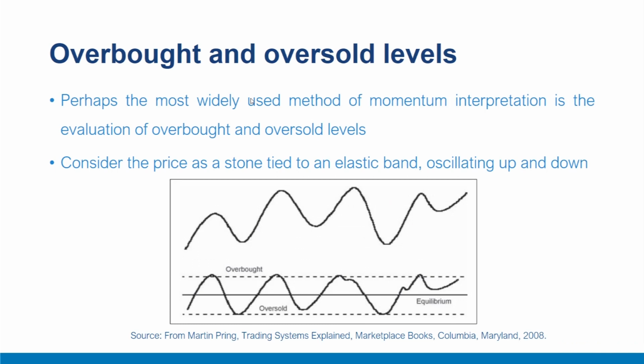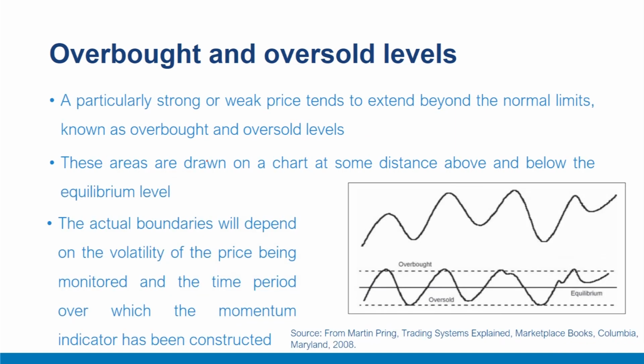Perhaps the most widely used method of momentum interpretation is the evaluation of overbought and oversold levels. This concept can be compared to a person taking an unruly dog for a walk on a leash. The leash is continually being pulled from one side of the person to the other as the dog struggles to get free. Despite all this activity, however, the dog can move no further than the length of the leash. The same principle holds true for momentum indicators in the marketplace, except that the market's leash should be thought of as made of rubber, so that it's possible for particularly strong or weak price trends to extend beyond the normal limits known as overbought and oversold levels, like these levels here.